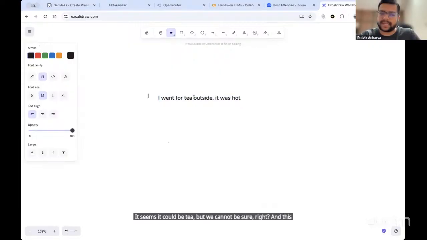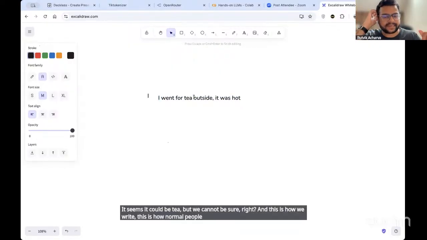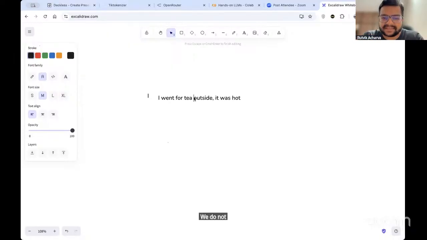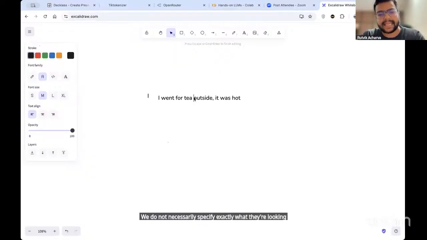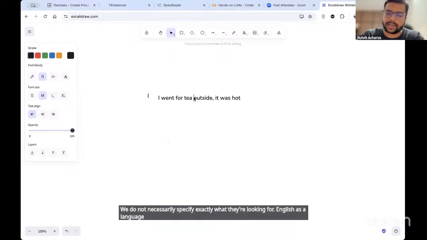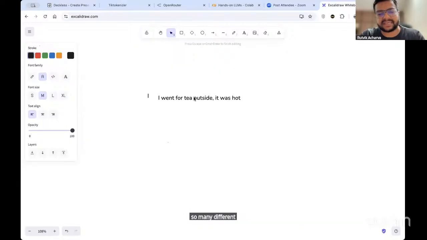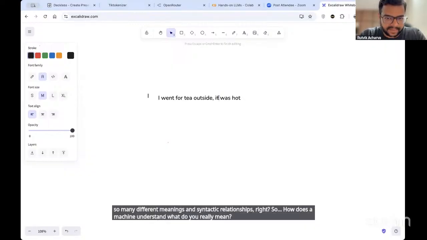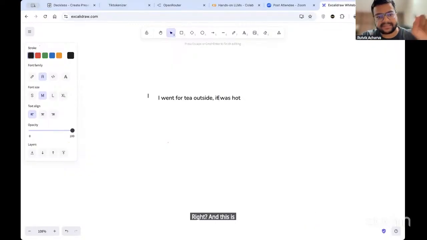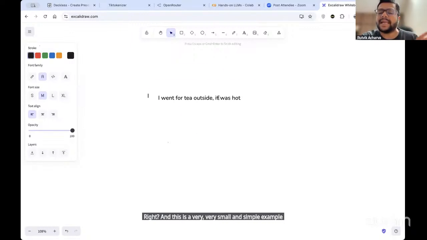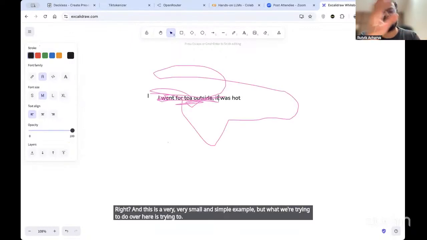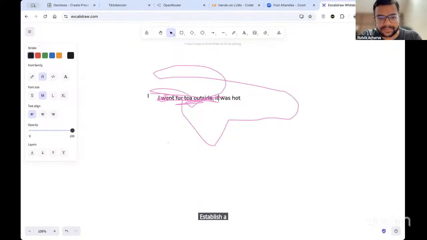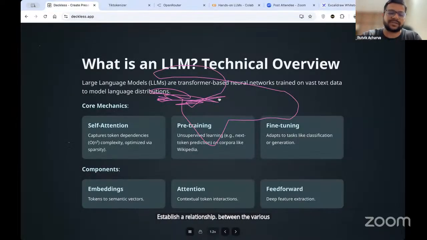And this is how we write. This is how normal people write, where they ask, but they do not necessarily specify exactly what they're looking for. English as a language also allows for so many different meanings and syntactic relationships, right? So how does a machine understand what you really mean? This is a very, very small and simple example, but what we're trying to do here is establish a relationship between the various options that we see.